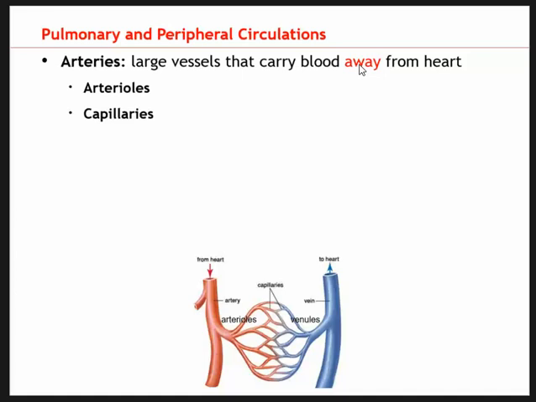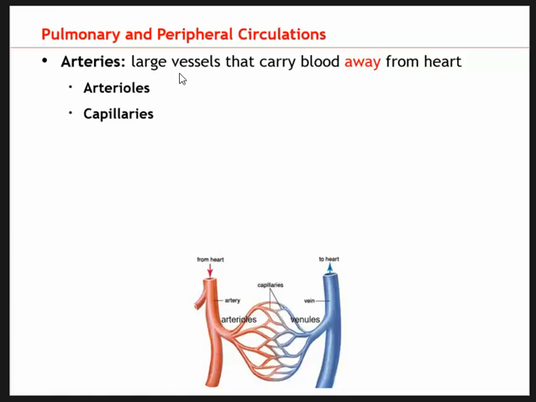Let's go down smaller. We have arterioles. Arterioles are just small branches of the arteries. And then one further is capillaries. These are the smallest vessel, and this is the only site of gas exchange between oxygen and carbon dioxide. We'll discuss gas exchange during chapter 7, but just know capillaries is where this takes place.